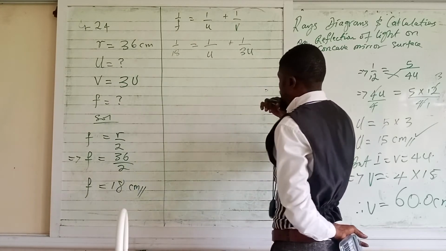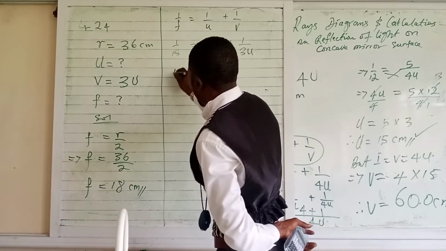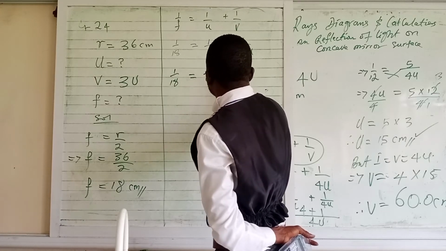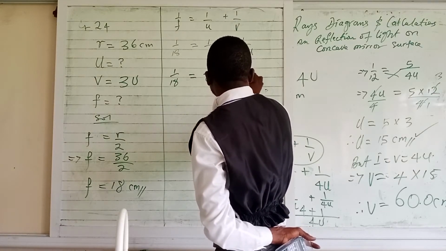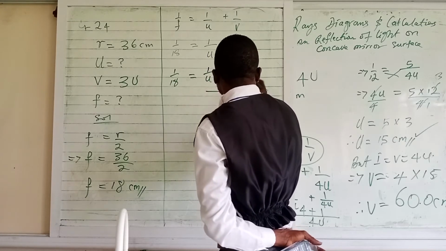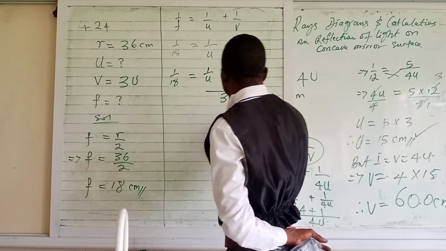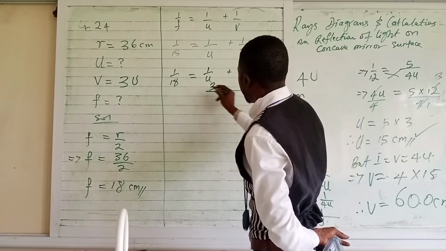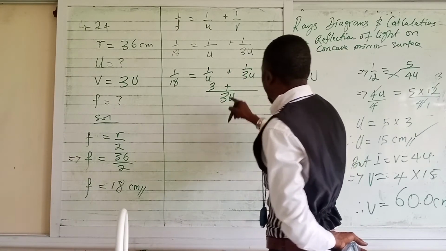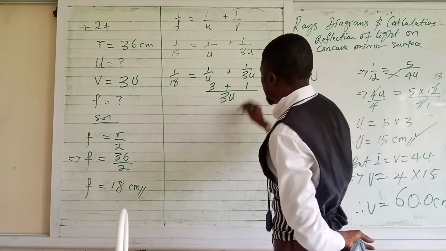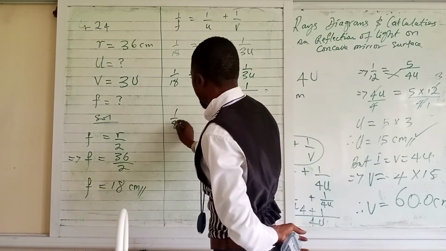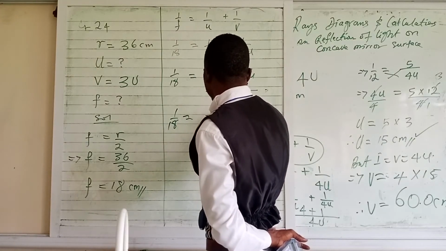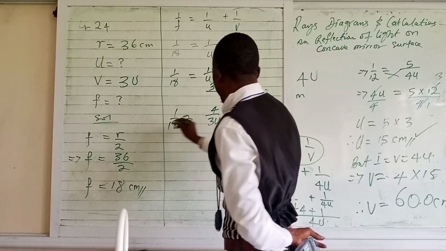We collect like terms. So we have 1 all over 18 is equal to 1 all over U plus 1 all over 3U. The LCM there is simply 3U. 3U into this will give you 3. You bring this plus down, and 3U into this will give you 1. So you have 1 all over 18 is equal to 3 plus this, that is 4, all over 3U.